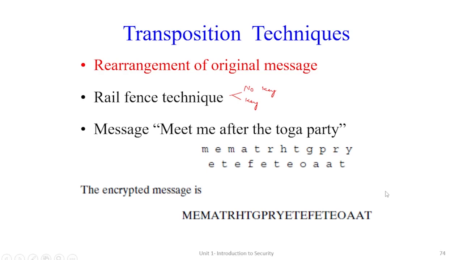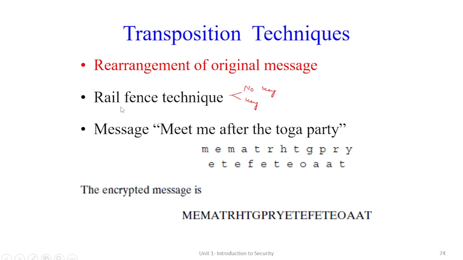Welcome to the cryptography session. Today I am going to explain transposition techniques and a few problems for solving them. We already know that the transposition technique is one type of cipher technique in which the letters available in the plain text are rearranged as ciphertext by changing their positions. So the rearrangement of the original message is also called a transposition technique.